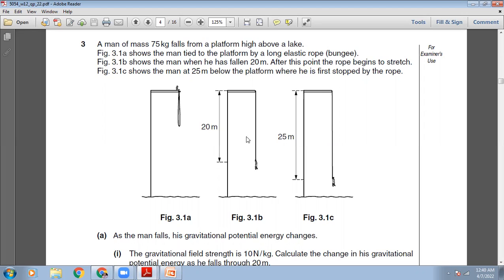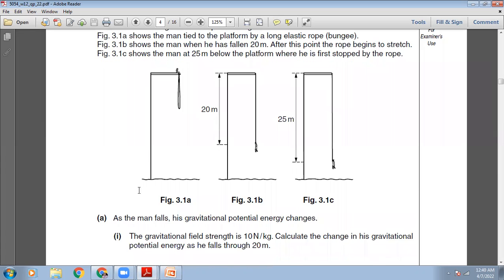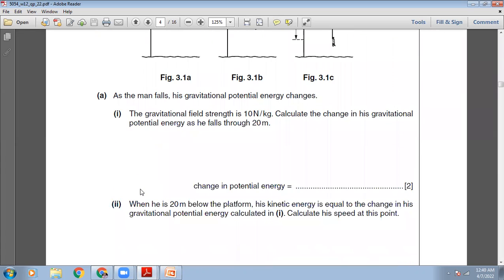Okay, so here is that man standing on that platform and he jumps from here. So when he has fallen 20 meter, then the bungee starts to stretch. So here it is shown that after 20, the bungee has started stretching and he has reached 25 meter below the platform. Okay, the question is, the gravitational field strength is 10 Newton per kg. Calculate the change in his gravitational potential energy as he falls through 20 meters.